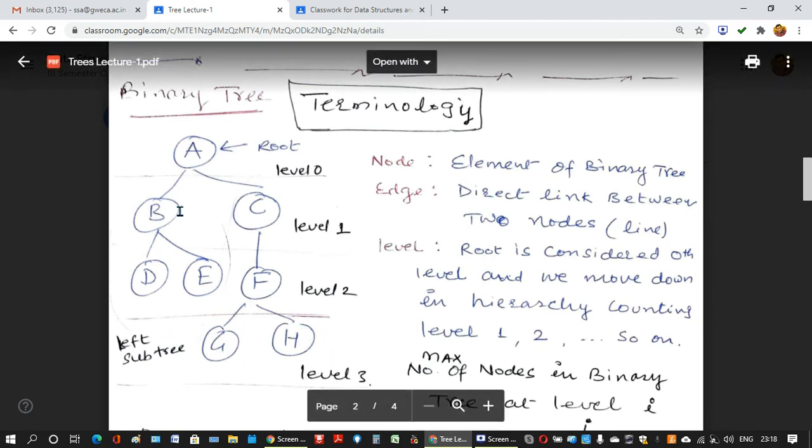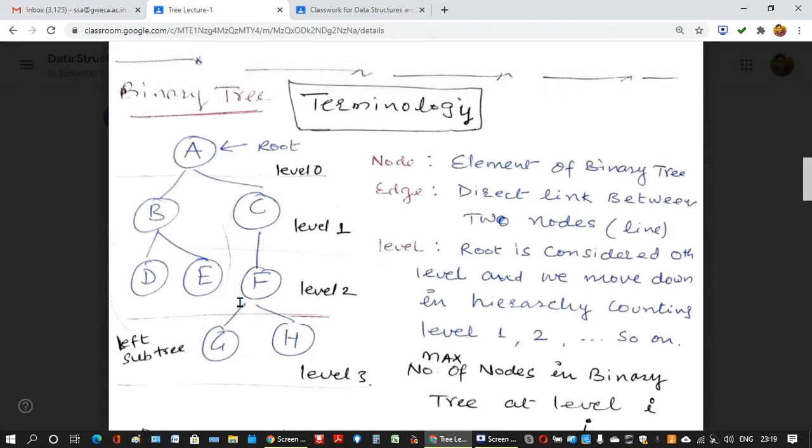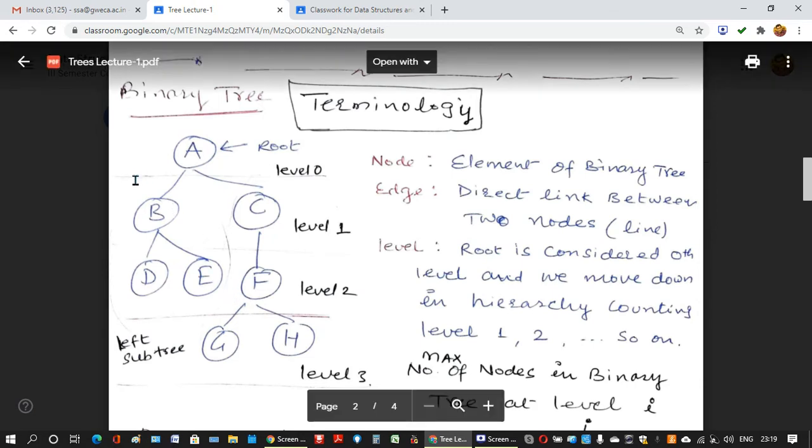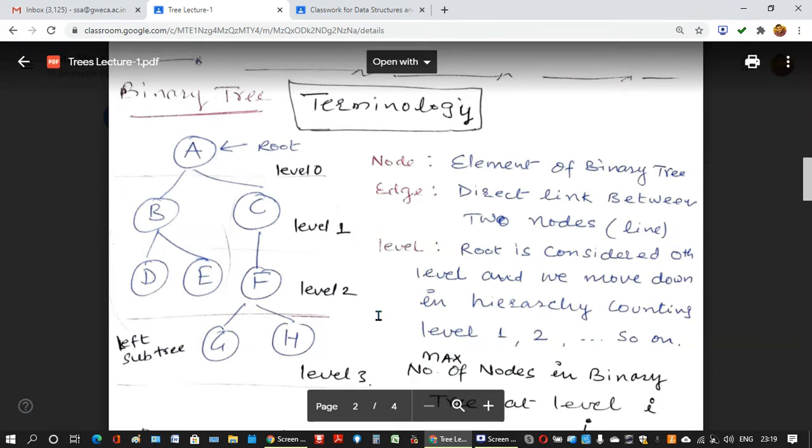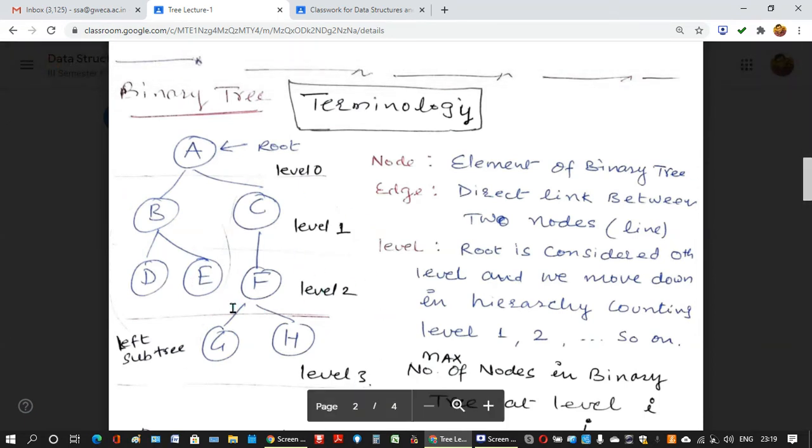So in this tree, we identify levels. In general, they are marked from level 0: level 0, level 1, level 2, level 3. You can see that the root is at level 0, and then the next level is the next generation, the next level is the next generation, and so on. So here I have shown you this.